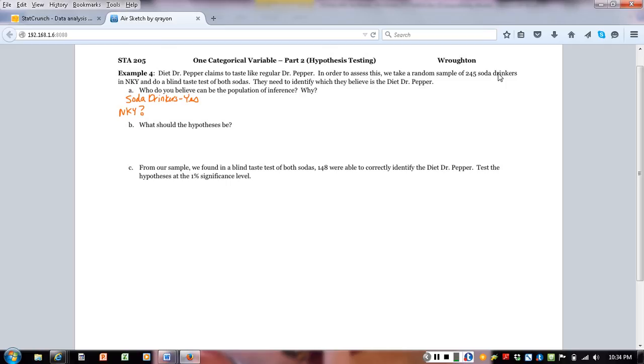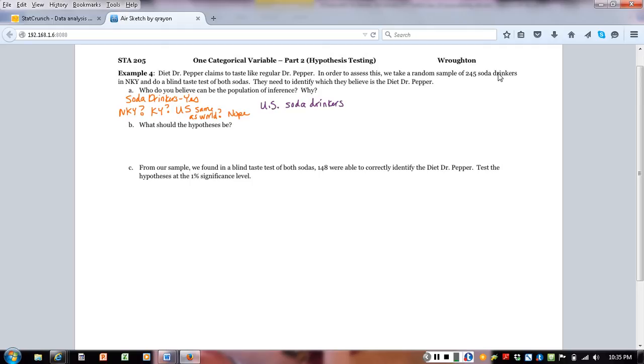Kentucky different than the United States? So maybe we're okay with U.S. at this point. Is U.S. the same as the world on their ability to identify it? Okay, probably not. They make sodas a little bit different in other countries. So maybe my overall population here, I'm going to say, is U.S. soda drinkers. So even though we're only taking our sample from a very small region, we can probably actually use this to generalize to a much larger region.